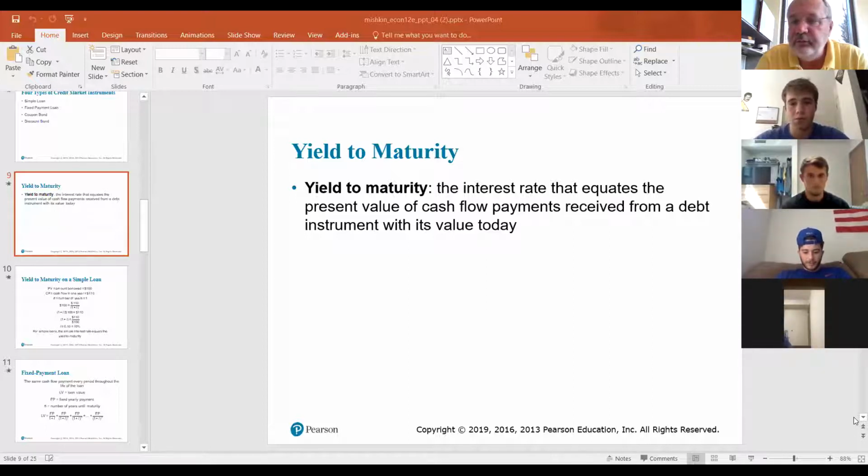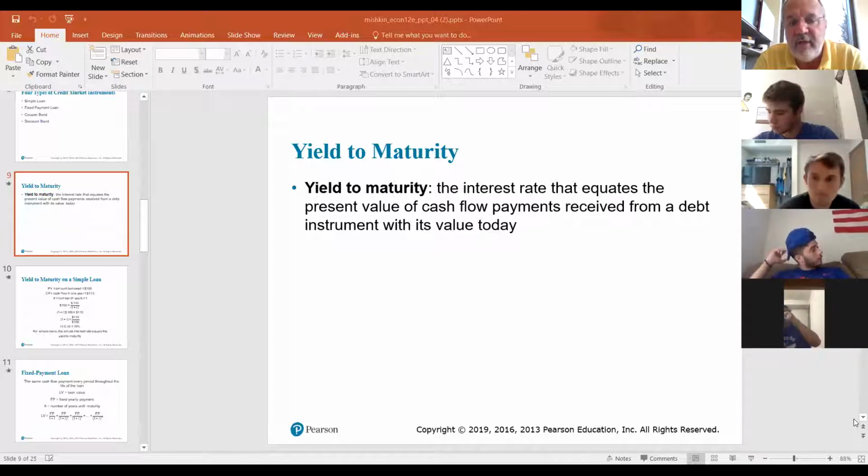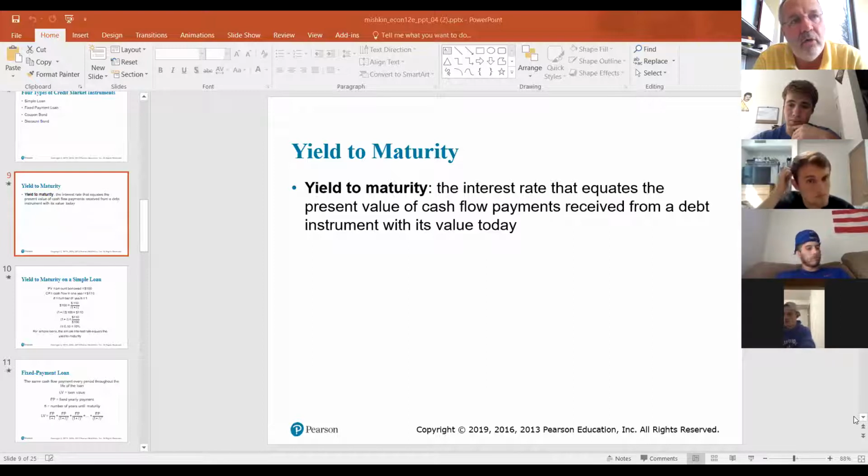And you see yield to maturity on the screen, right, Jake? So we talked about this, the yield to maturity. This is the interest rate that will equate the value of cash flow received from a debt with the value today. The yield to maturity is the rate that new bonds would be issued at, or the rate that you could get on an investment today. It's the rate out there available to you in the world.